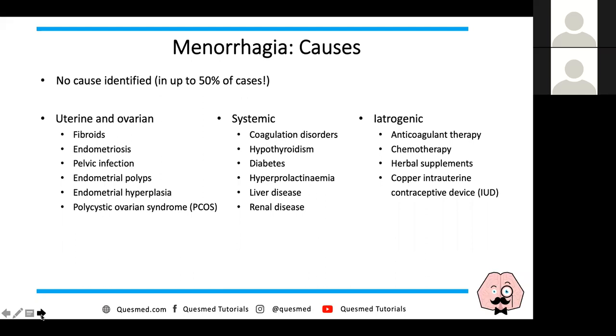Systemic pathologies, now these are things that mess with coagulation, so things like coagulation disorders, hypothyroidism, metabolic disorders, so diabetes, hyperprolactinemia, and systemic diseases such as liver and renal disease can also mess with coagulation. And menorrhagia can also be caused by us. So is the patient on a medication that predisposes them to bleeding? Are they taking some herbal supplement that interferes with blood clotting? Do they have a copper coil in situ? All of these things can cause heavy periods.